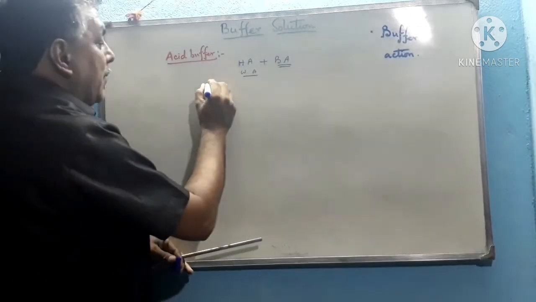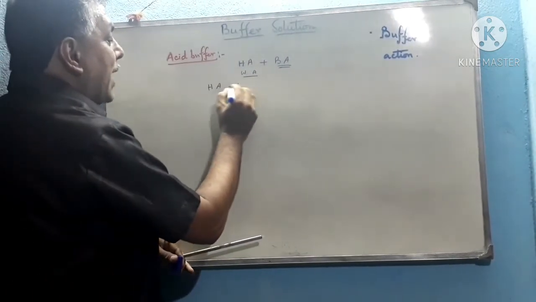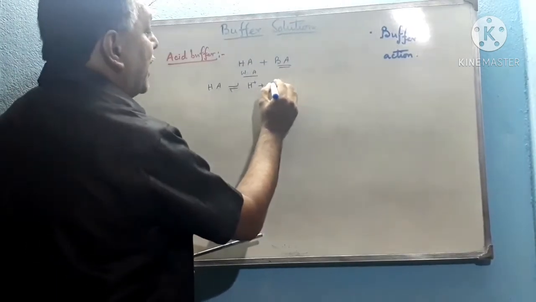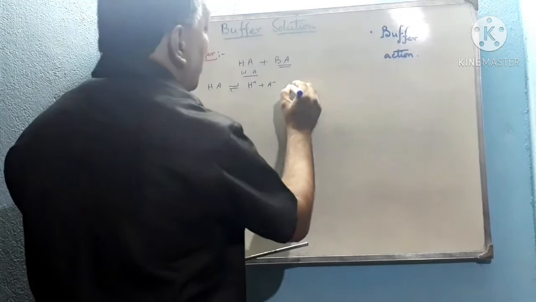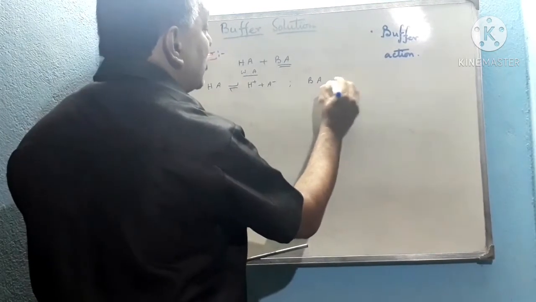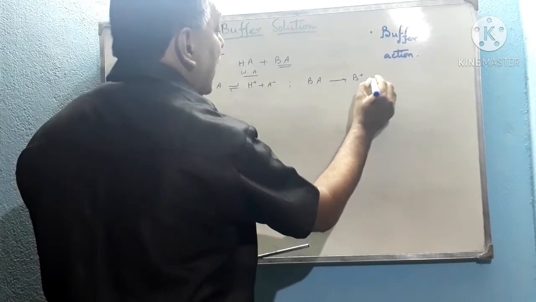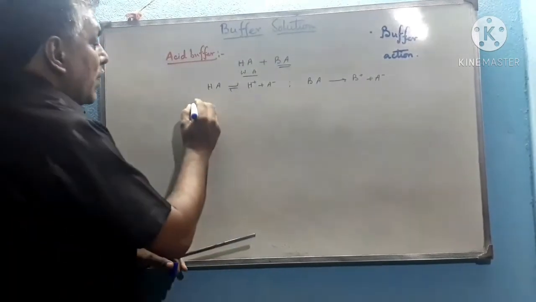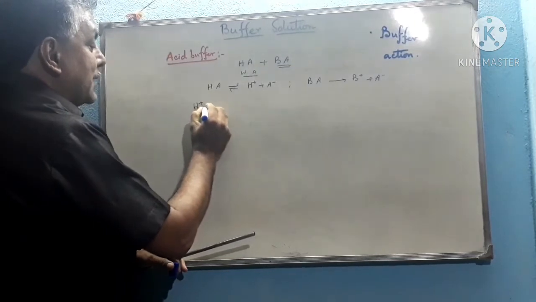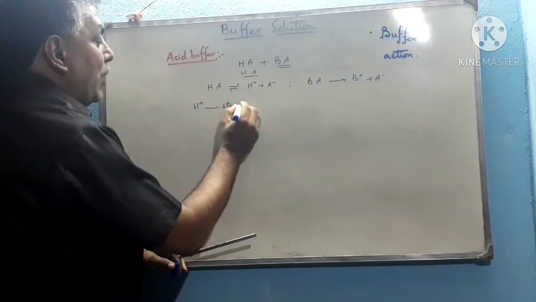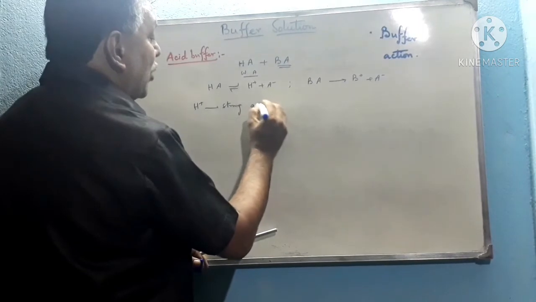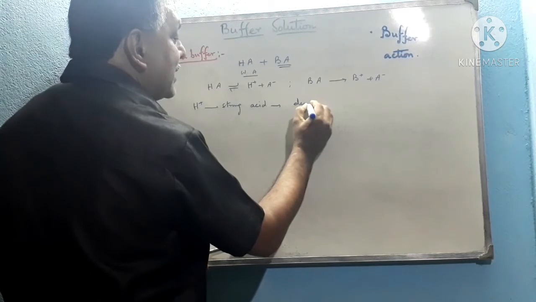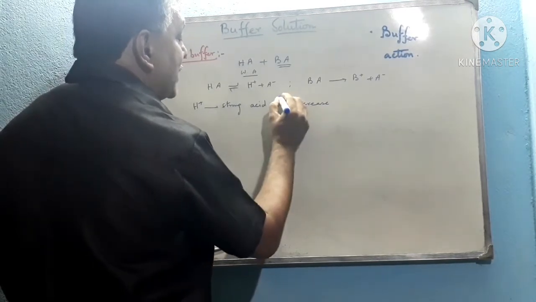So HA maintains an equilibrium. We know that as it is a weak acid, it maintains an equilibrium. During dissociation, it produces H plus and A minus in its aqueous solution. But BA is a strong electrolyte and dissociates completely to form B plus and A minus inside the solution. Now, if we add a small amount of H plus, just like a strong acid, so if we add a small amount of strong acid into the solution, it has a tendency to decrease the pH.